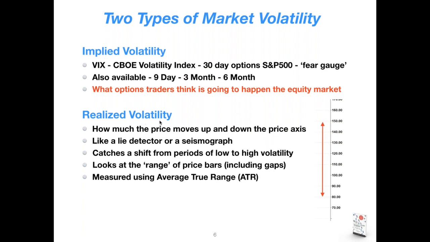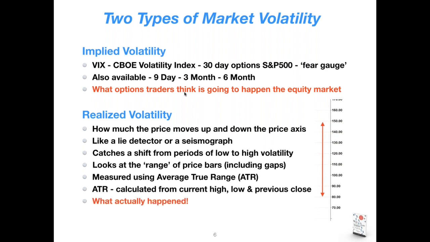And we'll get to that in a minute. Realized volatility is measured using average true range, or ATR. And this is something that was introduced by J. Wells Wilder in his book, New Concepts in Technical Trading Systems. And average true range, ATR, is calculated by using the current high of the bar we're on, the current low, and it also takes into account the previous close. And that's how it's pulling in these gaps that exist between bars, which is very important when it comes to trading volatile markets. So with implied volatility, if you recall, it's what options traders think is going to happen in the equity market. Realized volatility is what actually happened, and we're now measuring it.